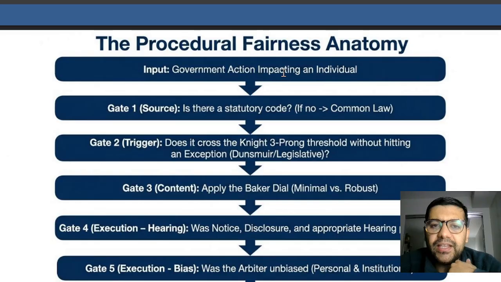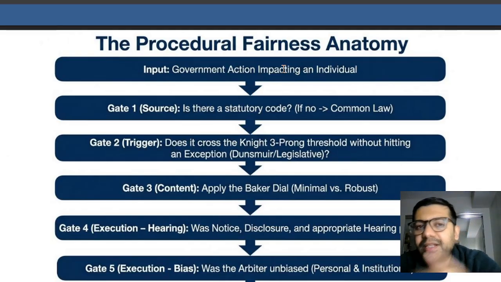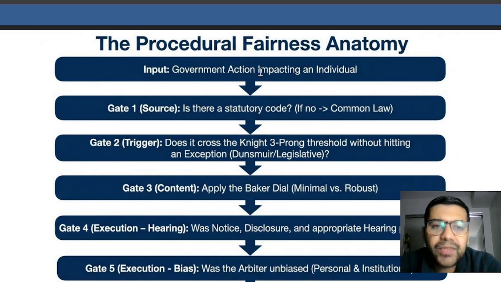So the very first thing is, is it a government action? If it is not a government action, you have no case over here. You cannot really apply to the administrative body to say to a private party that they owe me procedural fairness, right? They do not owe you procedural fairness because they are private parties. But in this scenario, it is government action impacting an individual. Is that the case? Go further.